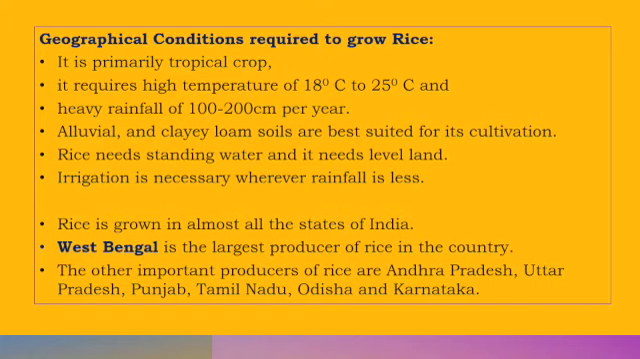Rice is grown in almost all the states of India. However, West Bengal is the largest producer of rice in our country. Which state is the largest producer of rice? West Bengal. The other important producers of rice are Andhra Pradesh, Uttar Pradesh, Punjab, Tamil Nadu, Orissa and Karnataka.